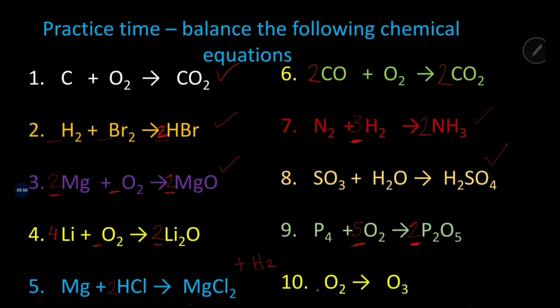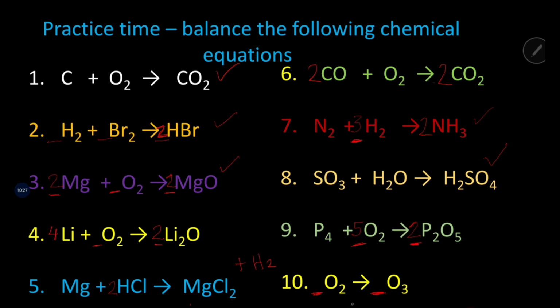Now number 10, a little bit tricky, but I hope you guys figure it out as well. 2 oxygens on the left, oxygen gas. O3 is another form of oxygen called ozone. You find plenty of this gas in the ozone layer. Okay, what do you think we can do here, guys? 3 oxygens on the right, 2 oxygens on the left.